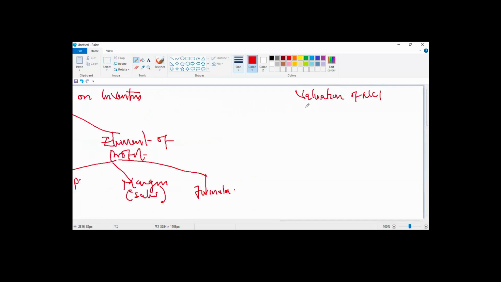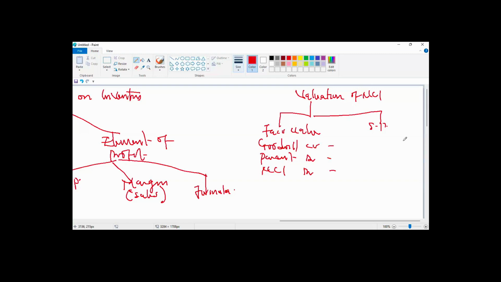The NCI can be valued at fair value and at share proportionate. If it is fair value, the goodwill belongs to both the parent and the NCI. I will credit the goodwill and debit for the impairment. If it is share proportionate goodwill, the parent accounts, and this question says it is share proportionate.